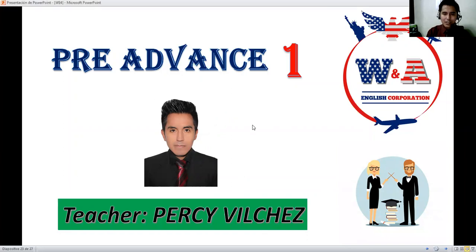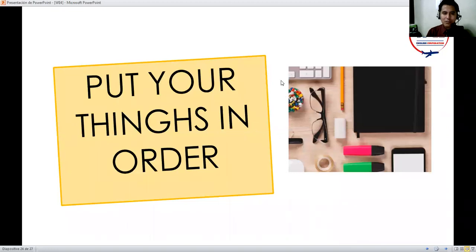To start with our session, we are going to have the next instruction: put your things in order. What does it mean? It means that we have to have our books, notebooks, pencils, pens, dictionaries, and all the stuff that we are going to need for our session. You have to organize all your things to start with our lesson.